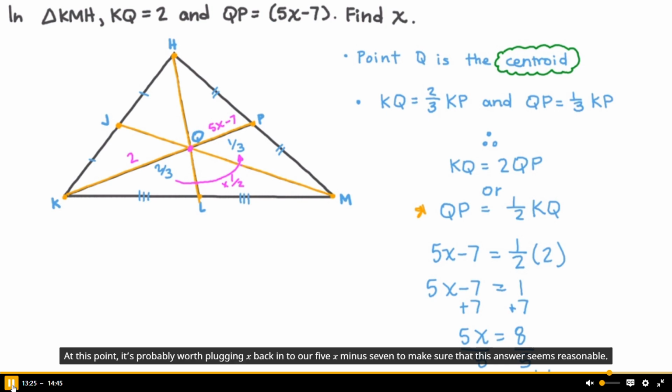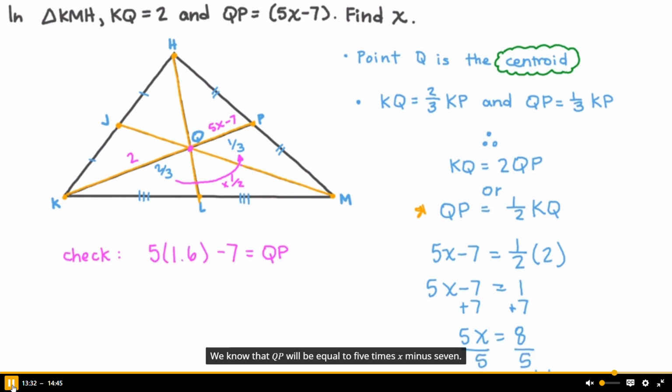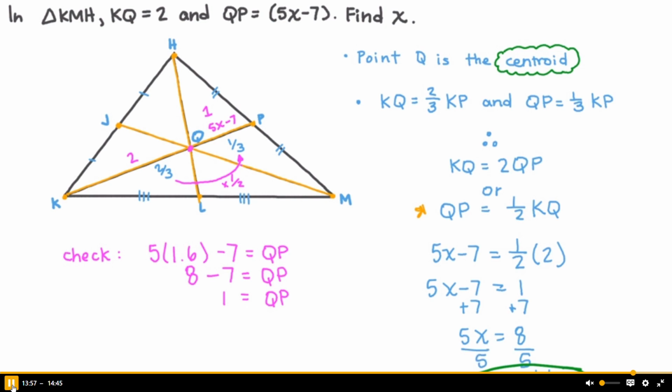At this point, it is worth plugging x back into 5x minus 7 by substituting x equals 1.6. QP will be 5 times 1.6 minus 7. Solving this equation, QP is equal to 1. It's true that 1 is half of 2, and 2 is 1 times 2. This confirms the proportionality of our median and confirms that x equals 1.6.